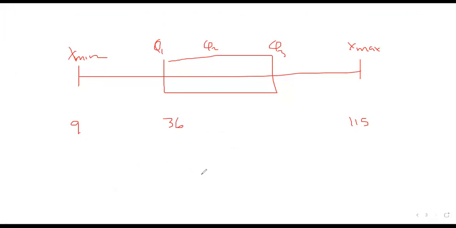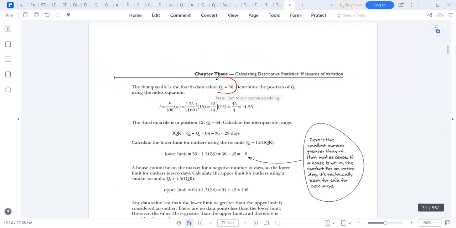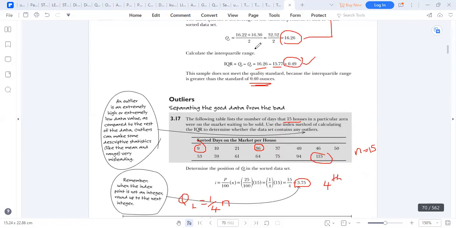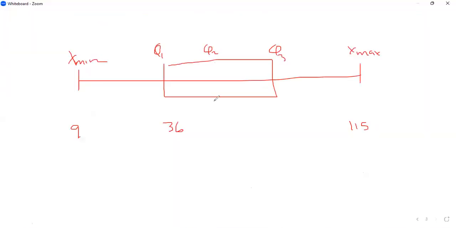So Q2 is half of N. So this is where 36 is coming from. So Q2 is half of N. What is half of 15? 7.5. 7.5, and here is the 8th position. So what is the 8th position? 1, 2, 3, 4, 5, 6, 7, 8. So we have 50 there, which we put here.